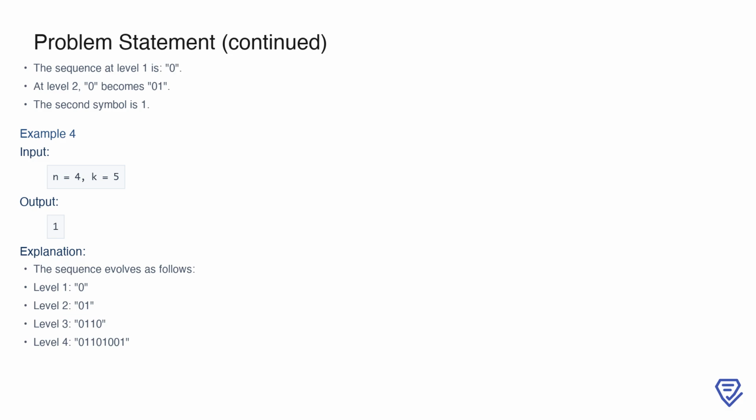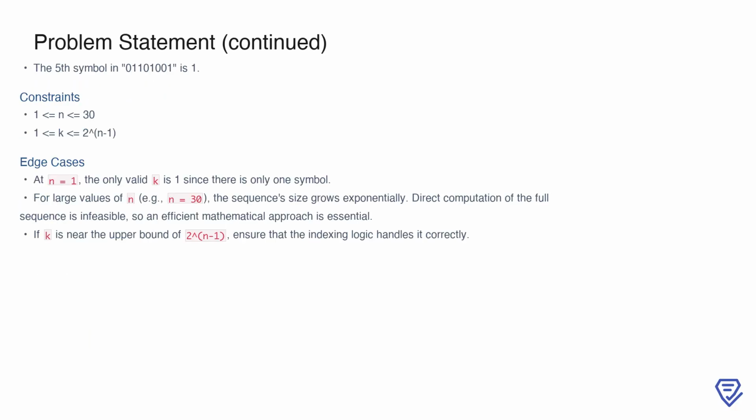Additionally, let's examine a slightly more complex example where n is 4 and k is 5. At level 1, the sequence starts as 0. At level 2, it becomes 01. At level 3, 01 evolves into 0110, and at level 4, 0110 evolves into 01101001. The fifth symbol in this sequence is 1, so the output is 1. To summarize the final example, at level 4, the sequence is 01101001, and the fifth symbol in this sequence is 1.